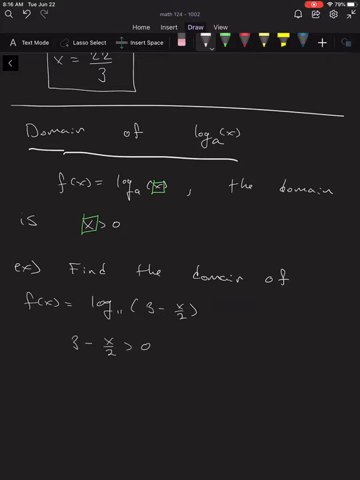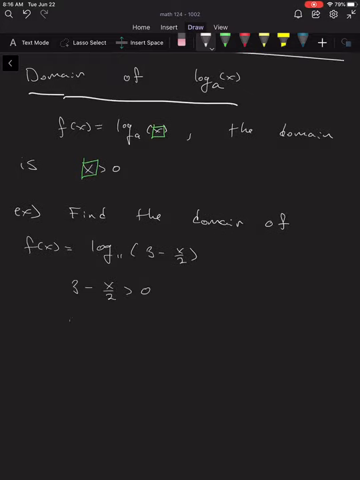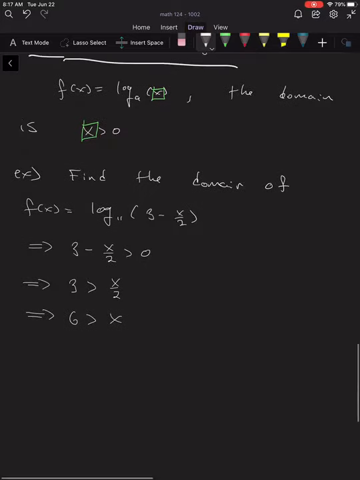So what we need in this problem is 3 minus x over 2 to be strictly bigger than 0. So if we solve for x, we can add the x over 2 over. So we need 3 to be strictly bigger than x over 2. Multiply the 2 over. We're going to get 6 has to be bigger than x. So our domain on the number line, here's 6. We have an open circle on it because it's a strict inequality sign, and x is going to be less than it. So our domain here would be minus infinity all the way up to 6.